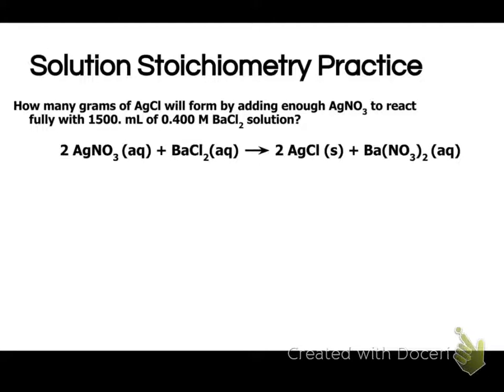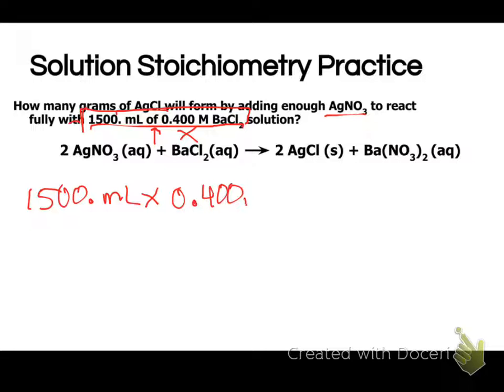All right, so here's another one. How many grams of AgCl will form by adding enough AgNO3 to react with 1,500 milliliters of this? Okay, so there's a little clue here about how to approach this problem. When we see a volume and the word "of" with a molarity, "of" means multiplying, so I think I'm going to start with that. However, I know that 1,500 milliliters is not going to multiply directly with moles per liter because the units aren't the same.